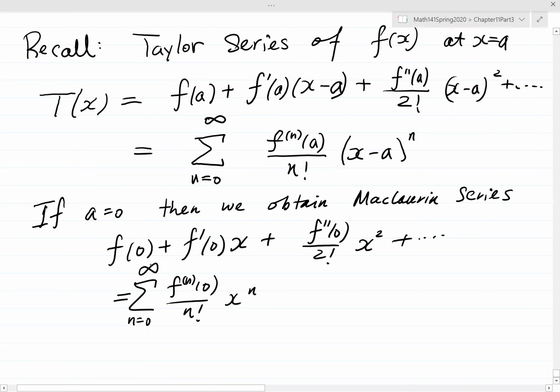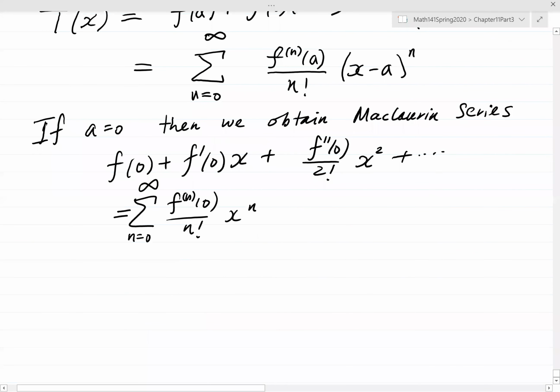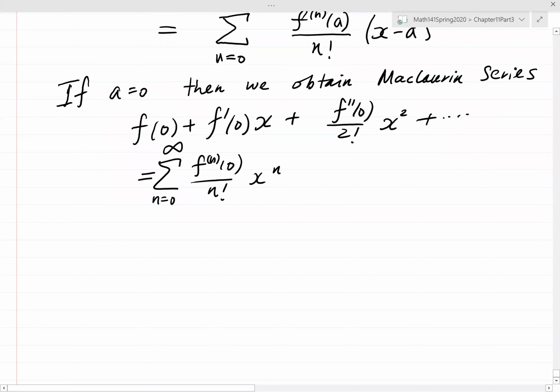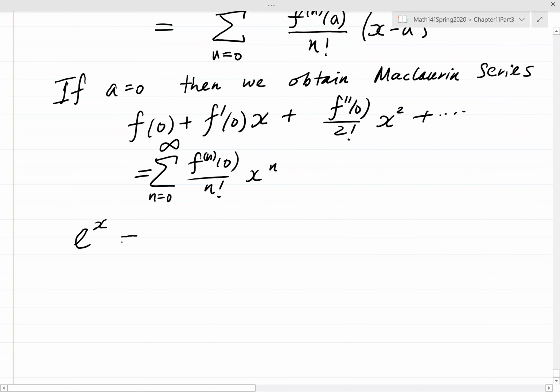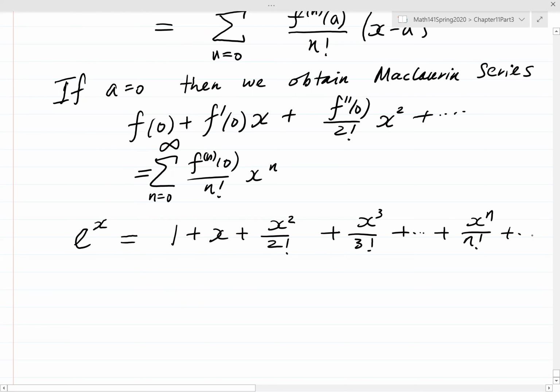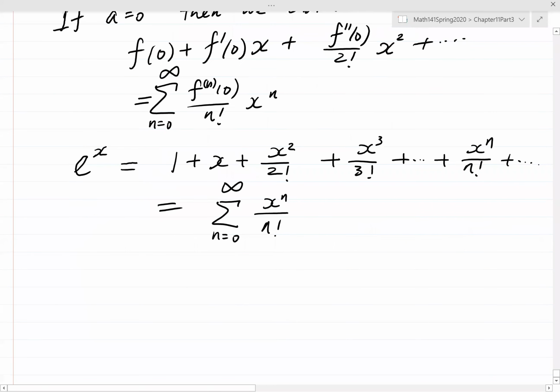Right now, an example of a Maclaurin series is, for instance, the Maclaurin series of e to the x. This is what you should really remember clearly. The Maclaurin series of e to the x is 1 plus x plus x squared over 2 factorial plus x cubed over 3 factorial, etc. The general term is x to the power n over n factorial, n from 0 to infinity. So this is the exponential function.